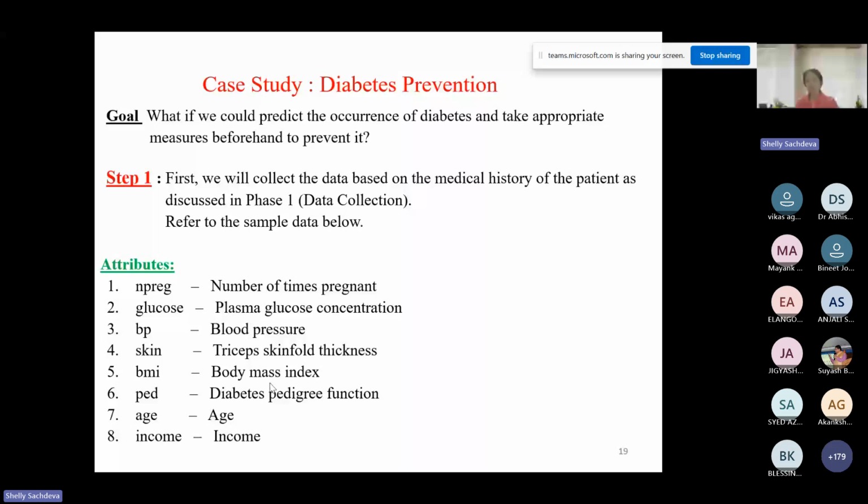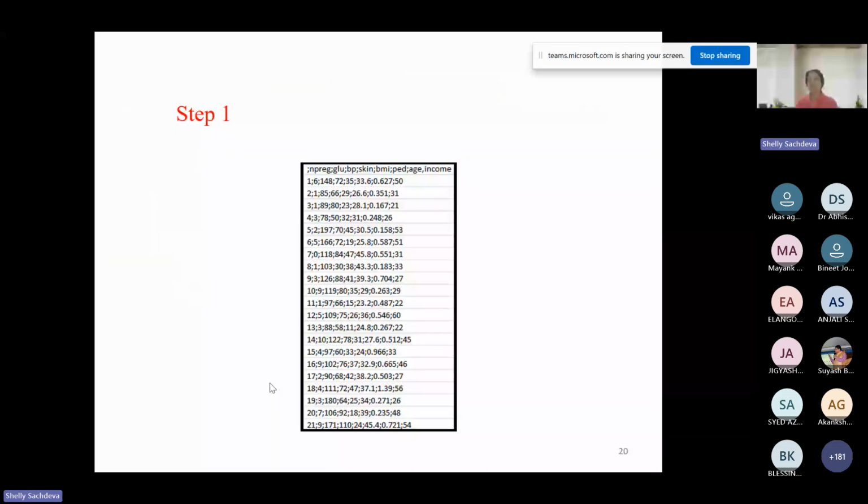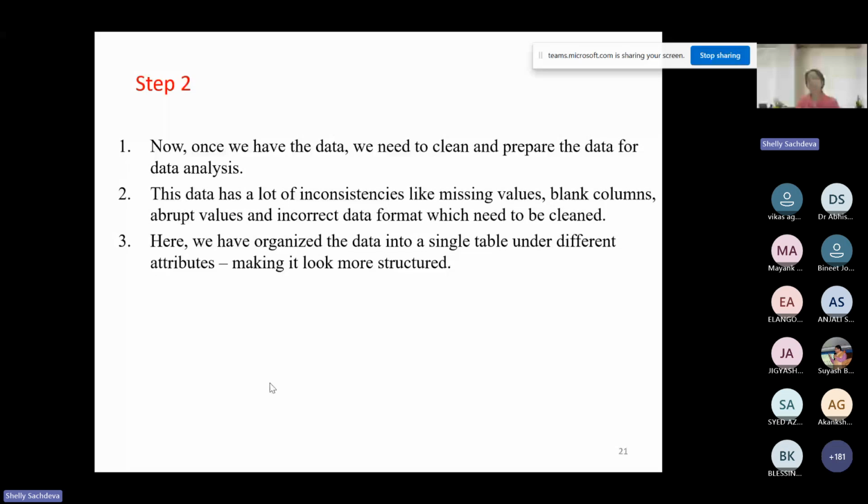So the first thing is what I got into the data set: these particular attributes, right? While the data collection is being done, I'll show you a sample. This is in the form of, for example, a CSV that was being calculated. Now step 2 says I want to clean and pre-process, right? So just see the sample data.